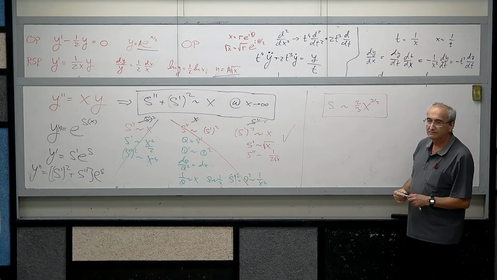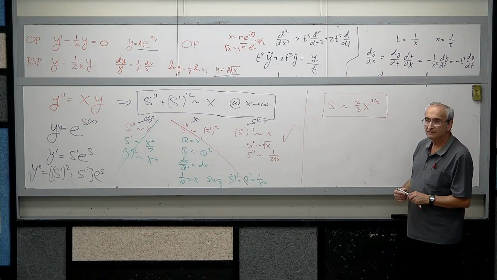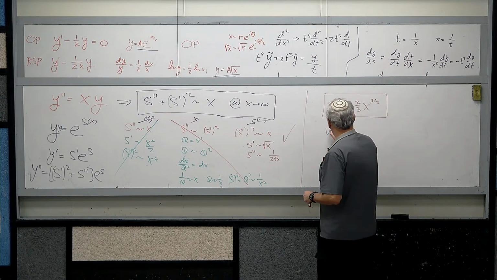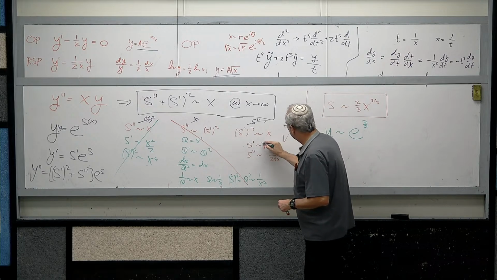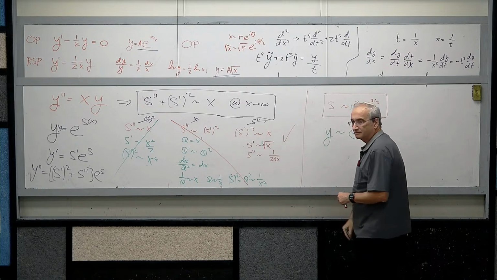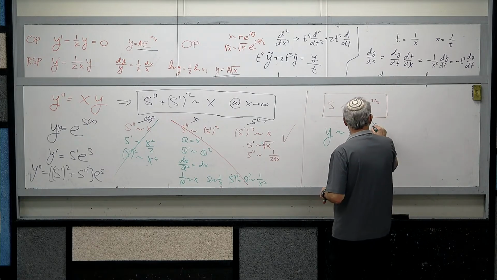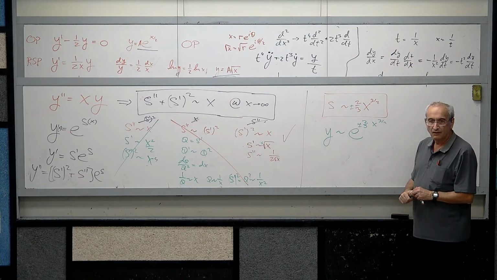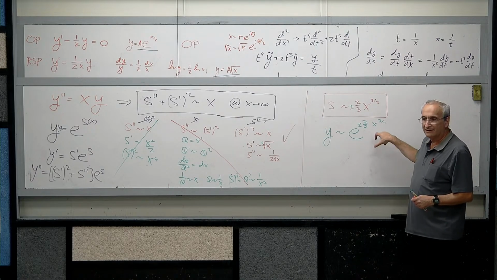Now what about y? Y is e to the s. So apparently we would like to write that y is asymptotic to e to the plus minus 2/3 x to the 3/2. By the way, we have plus minus here because we took the square root. This is the correct behavior of the Airy function as x goes to infinity.